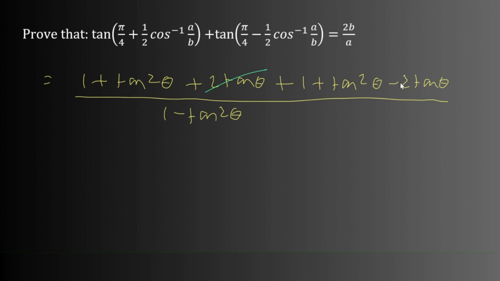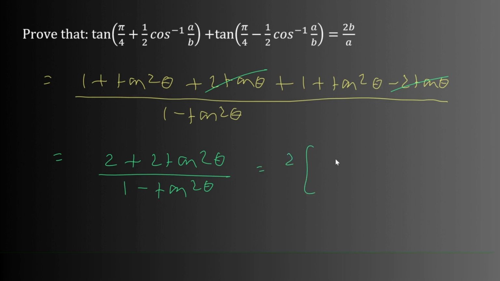Now you can observe that 2 tan theta and negative 2 tan theta will get cancelled. So what is 1 plus 1? That is 2, and tan square plus tan square is 2 tan square. So we can write this as 2 plus 2 times tan square theta. Below we have 1 minus tan square theta. Now if I take 2 common from here, it will give you 1 plus tan square theta, and this is 1 minus tan square theta below.